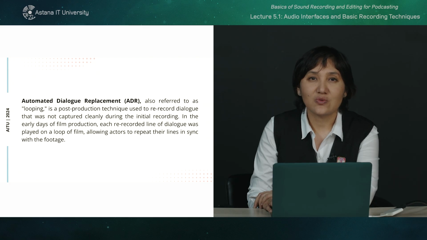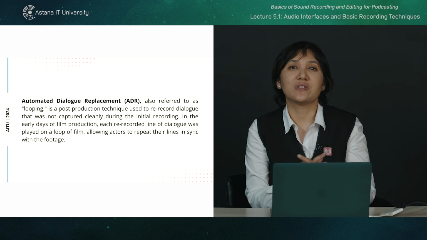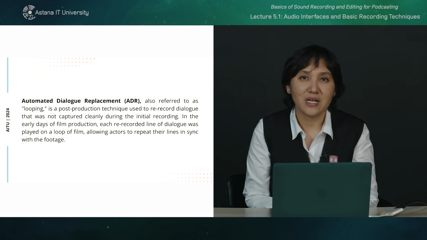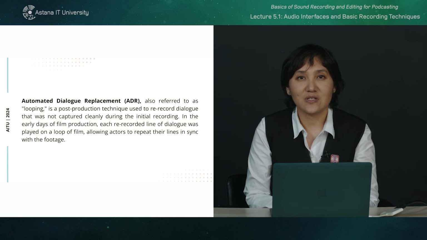Modern techniques use computers to loop the section of video, which is where the automated part of ADR comes from. ADR is typically used when the original dialogue is compromised due to noise, technical issues, or changes in the script, allowing actors to re-record their lines in a controlled environment, ensuring clarity and synchronization with the original video.